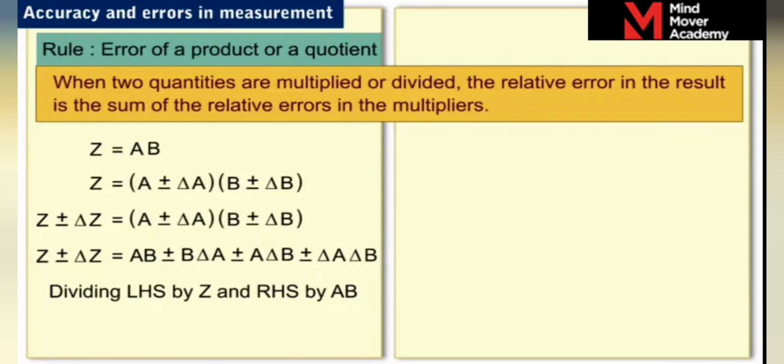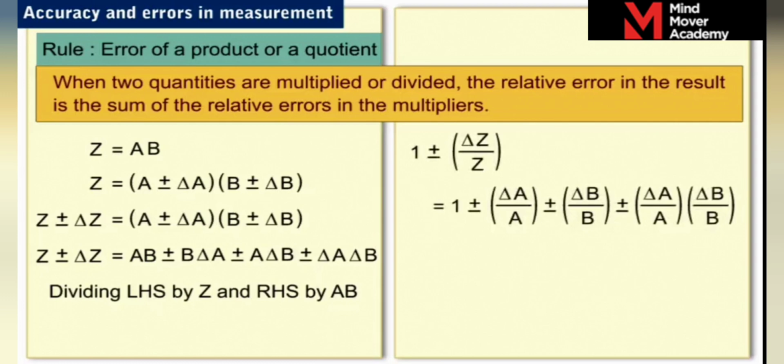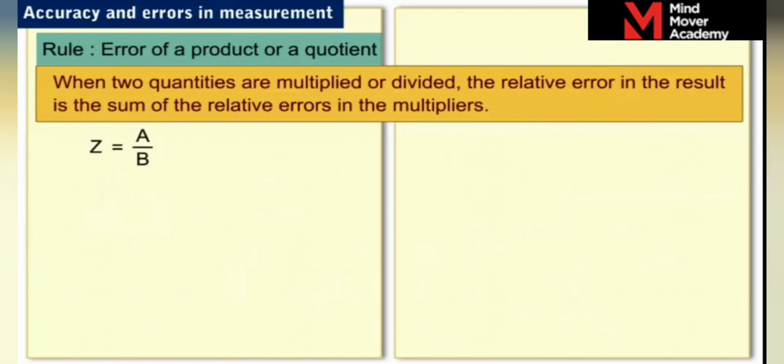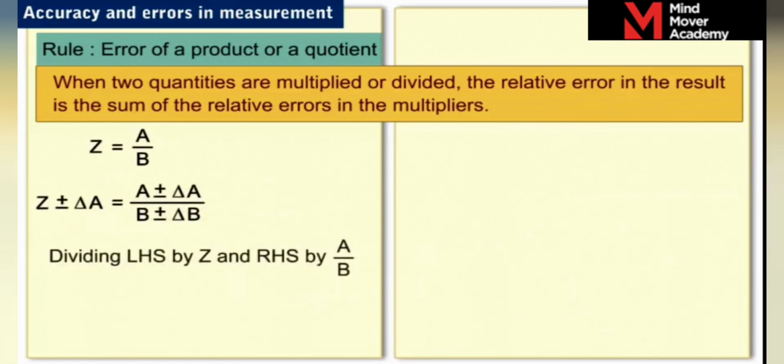Dividing left-hand side by Z and right-hand side by AB, we get 1 plus or minus ΔZ by Z is equal to 1 plus or minus ΔA by A plus or minus ΔB by B plus or minus ΔA by A into ΔB by B. Since ΔA and ΔB are small, we shall ignore their product. Hence, the maximum relative error ΔZ by Z is equal to ΔA by A plus ΔB by B. This holds true for division as well.